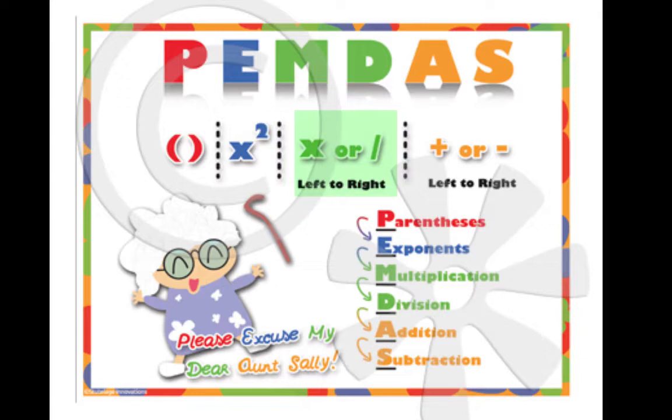Notice that multiplication or division, they're both in green here because you do whichever operation comes first from left to right. And lastly, we would look to see if there is addition or subtraction. Addition or subtraction are on the same level, so you do whichever one comes first when you're reading the number sentence from left to right.